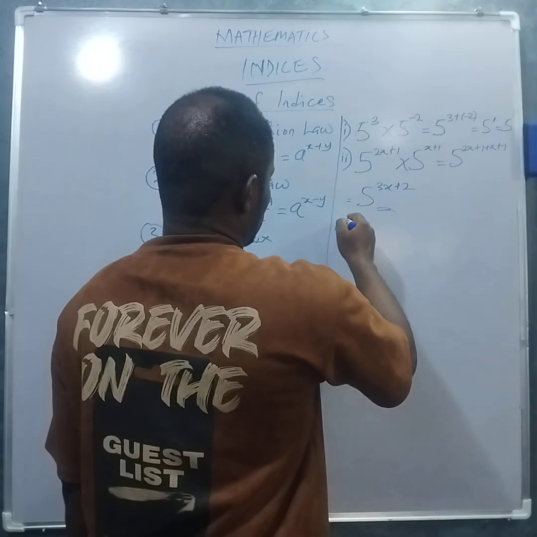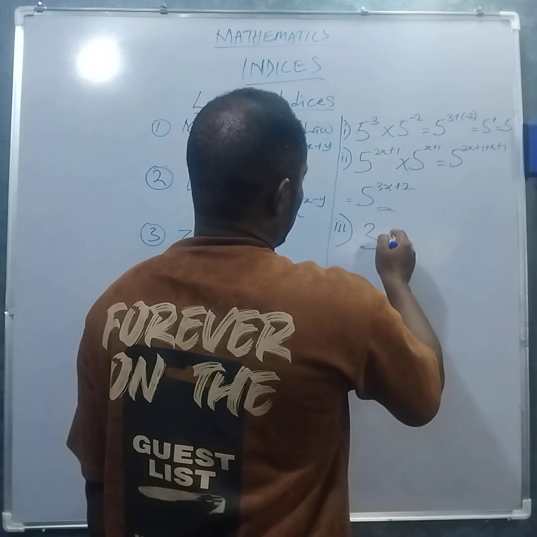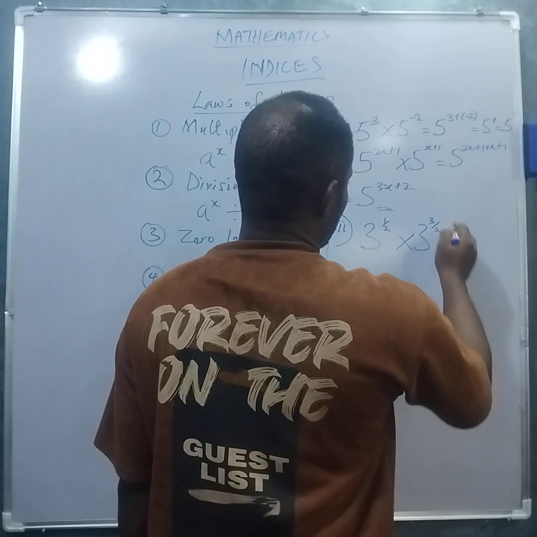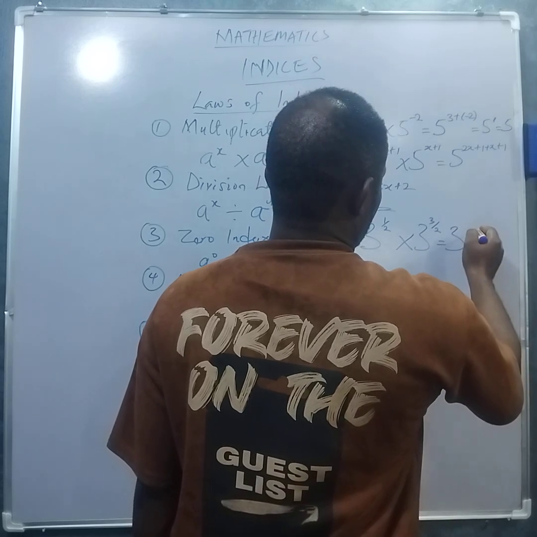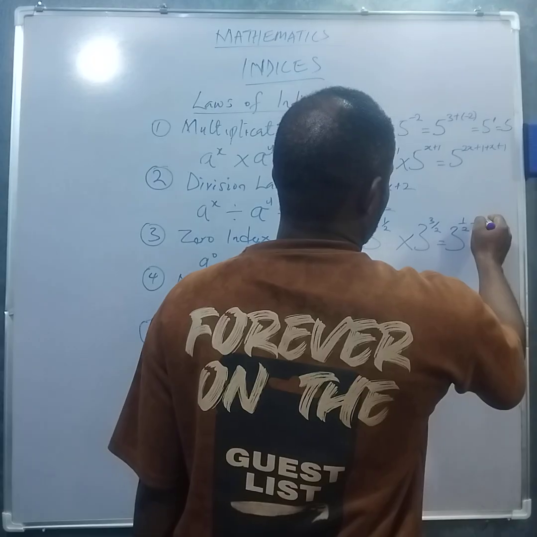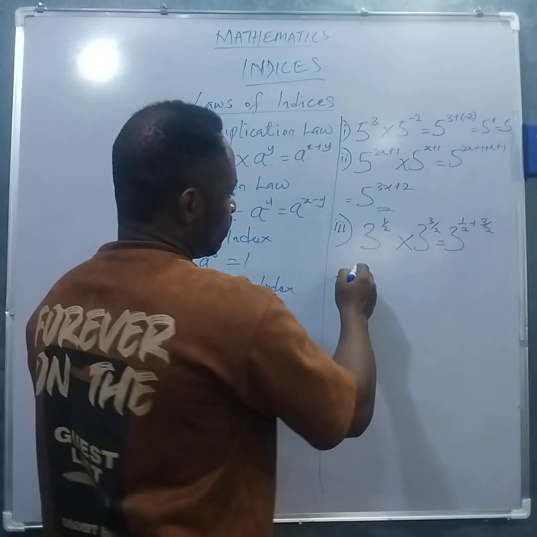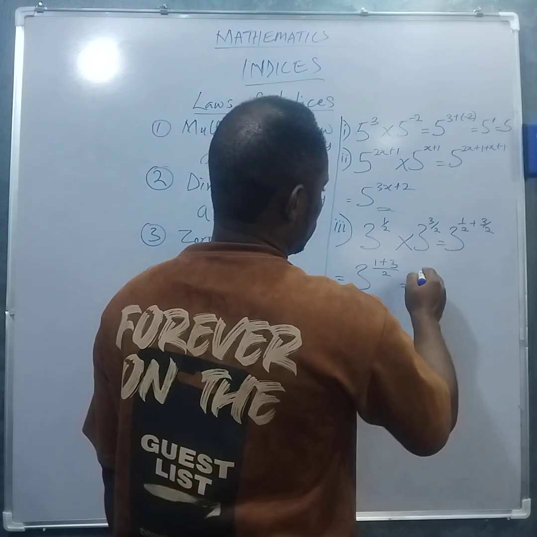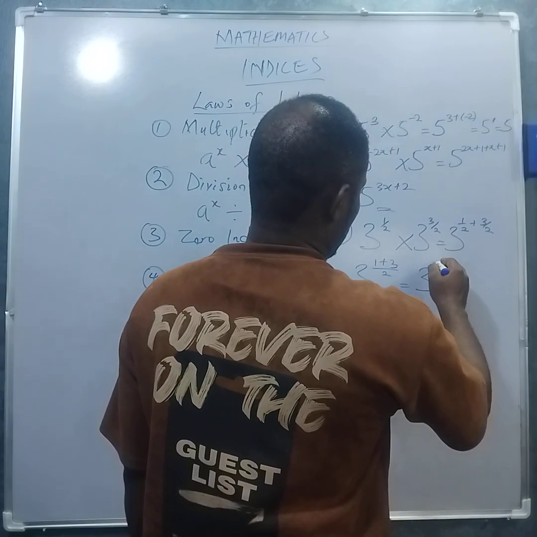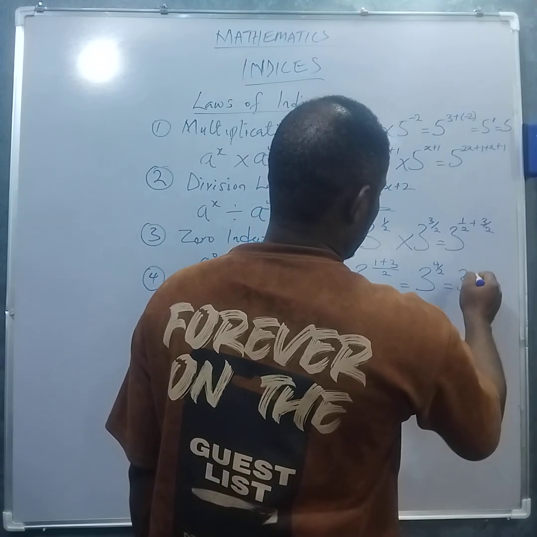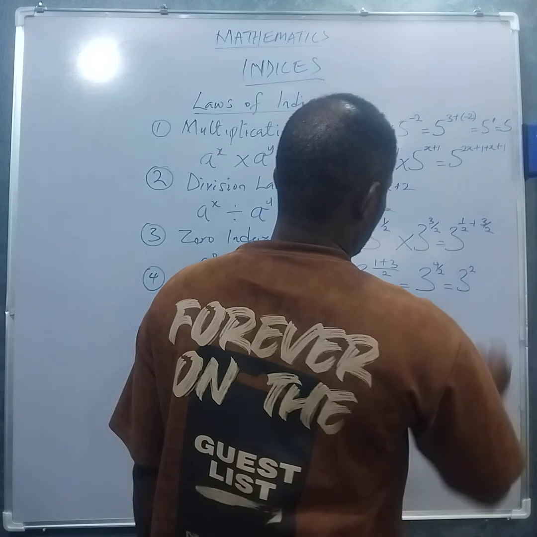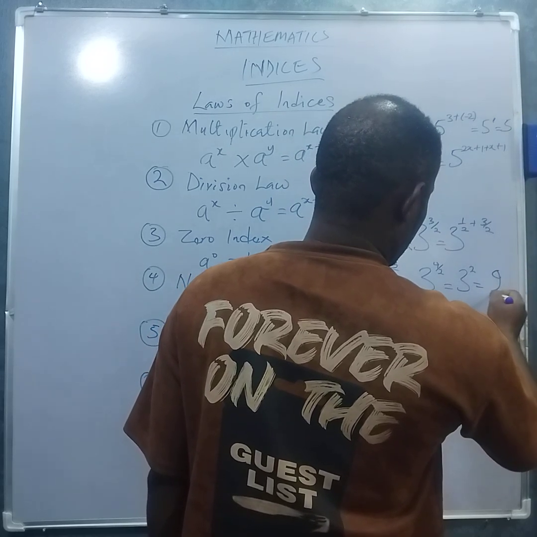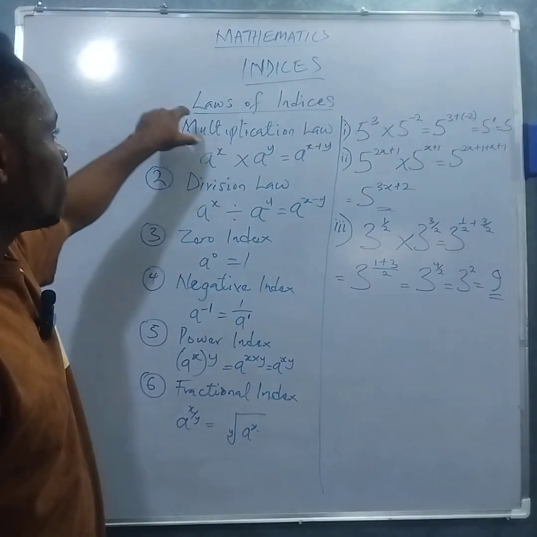Let's look at another example. When you have 3 raised to power 1 over 2 times 3 raised to power 3 all over 2, this will give us 3 raised to power 1 over 2 plus 3 all over 2, which is equal to 3 raised to power 1 plus 3 all over 2, which is 3 raised to power 4 all over 2, which is 3 raised to the power 2, which is equal to 3 times 3, which is 9. So these are some of the examples of multiplication law.